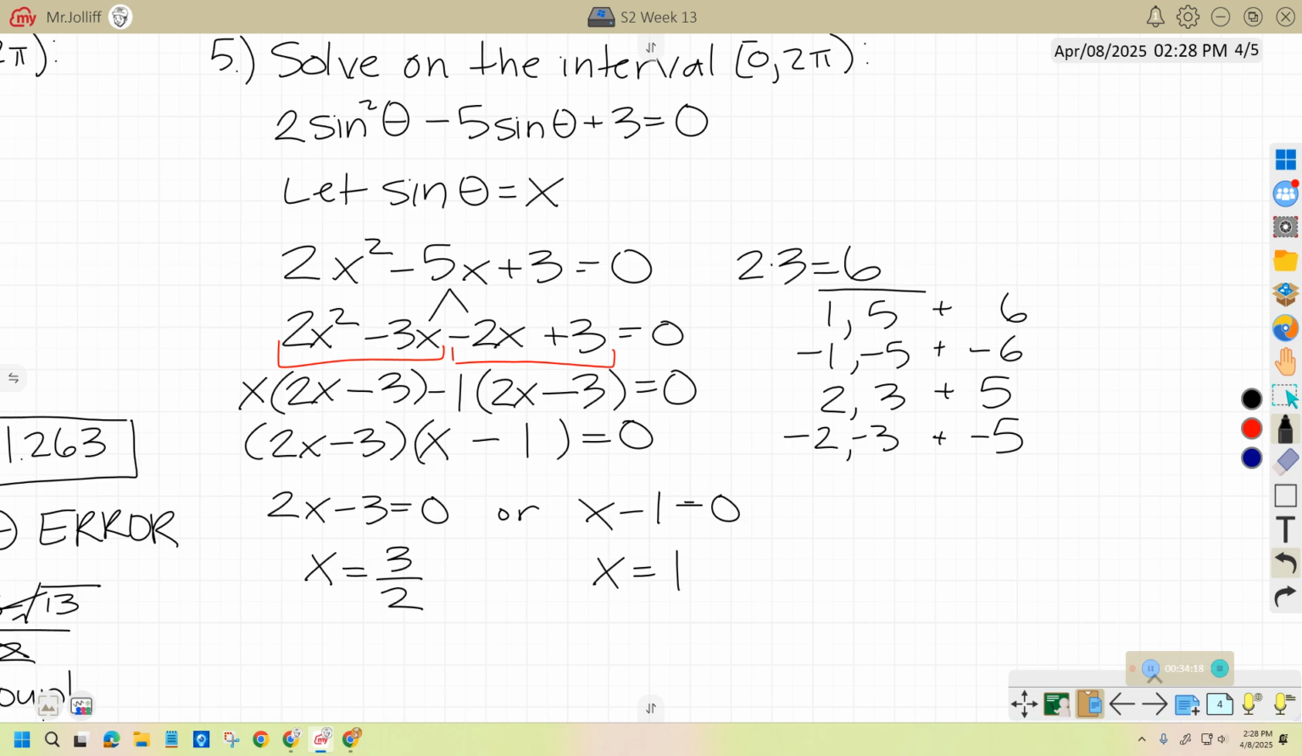Am I done? Was I asked to solve for x? No, I was not. We made a variable replacement way back at the beginning. We said x is equal to sine theta. So what that actually tells me is that sine theta equals 3 over 2, and sine theta equals 1.